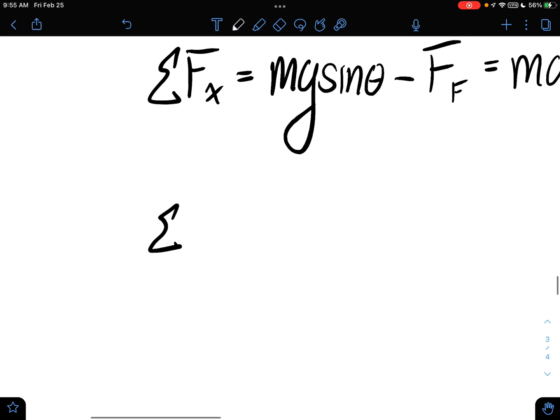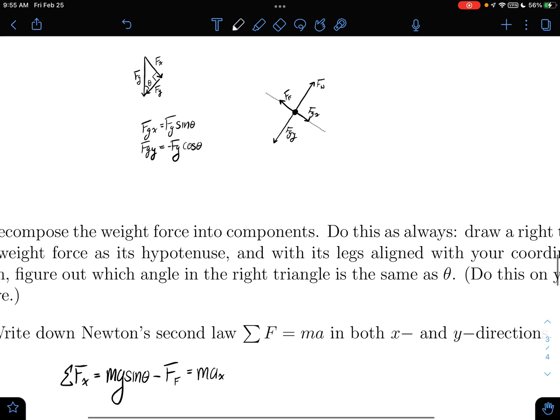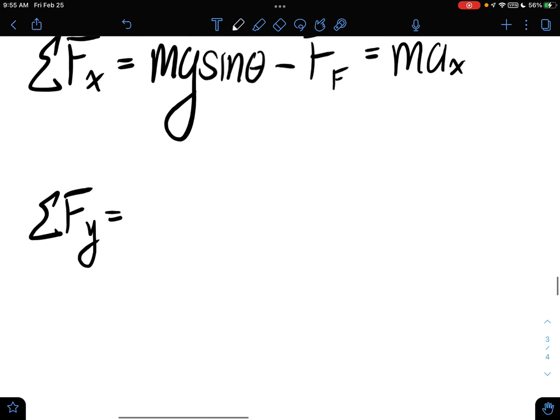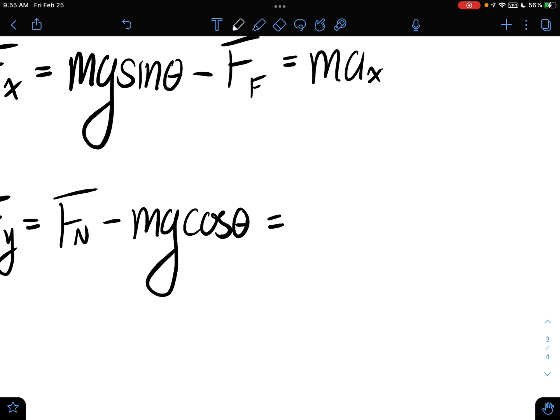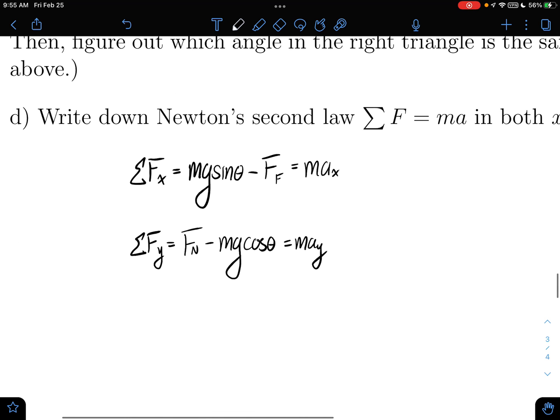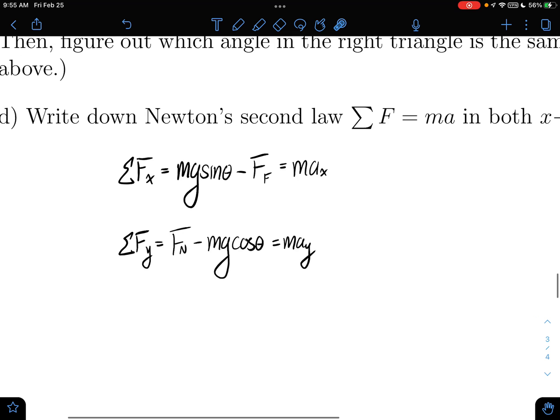Now the sum of our forces in the y direction. Acting in the y, we have a positive normal force and a negative FGY. So Fn with our negative mg cos theta is going to equal our m ay. There, we have our Newton's second laws.